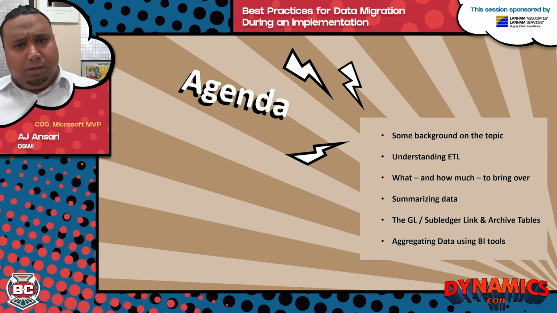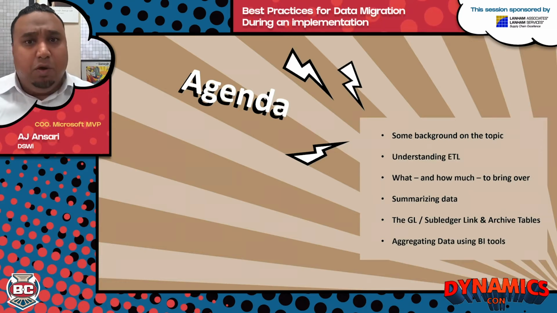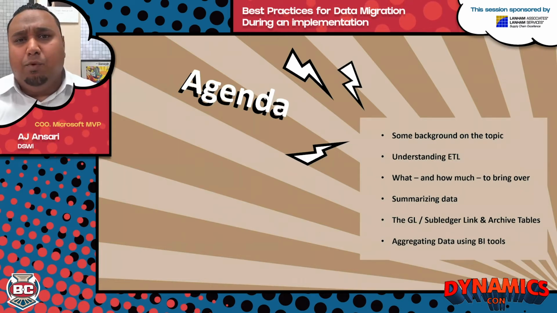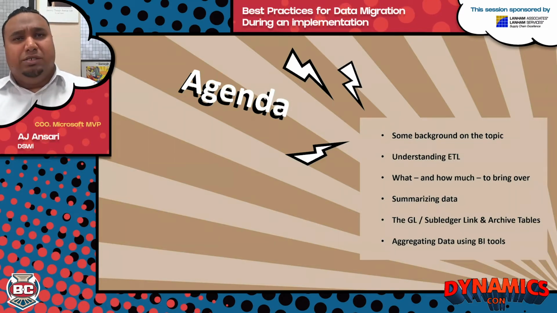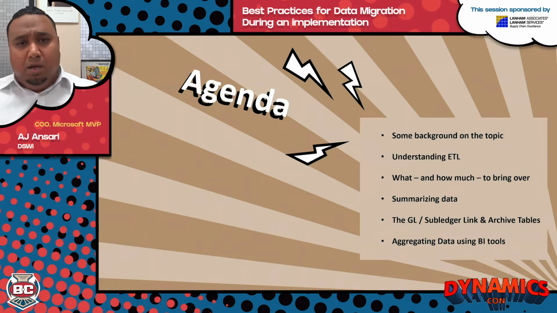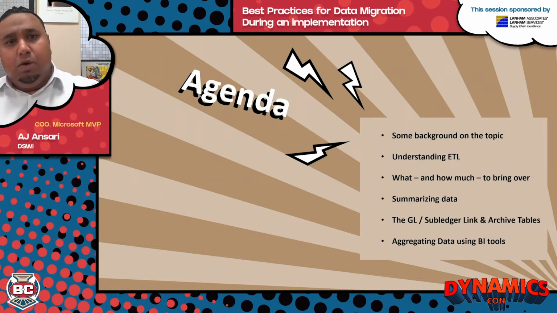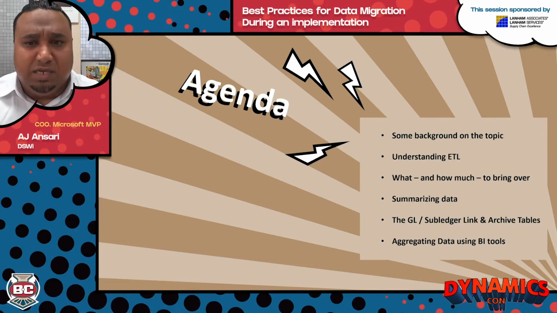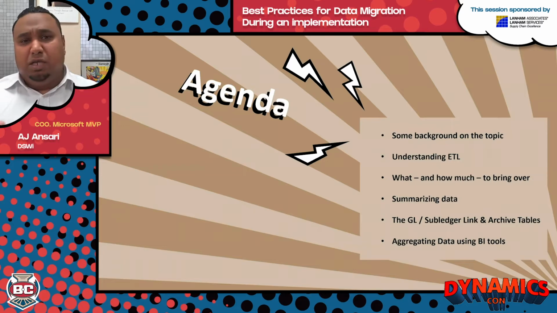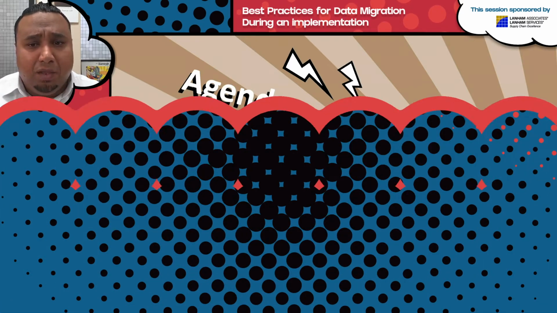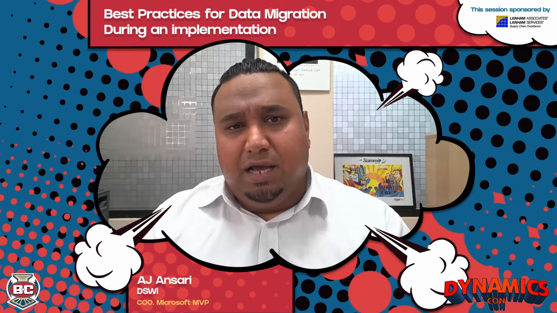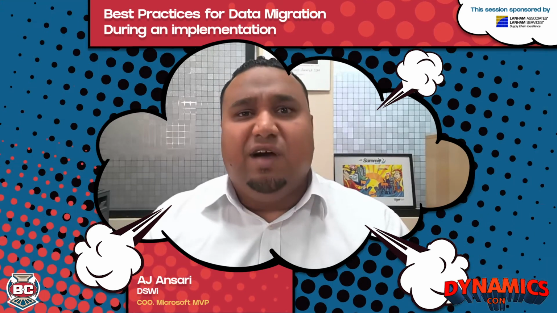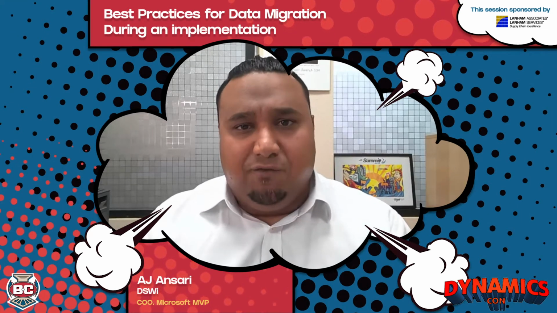I'll also talk about something called archive tables and how you could use that for the benefit of your organization. Finally, as I'm wrapping up, I'll share some thoughts on how you continue using or accessing your old system, and how you aggregate data between your old system or other systems in your environment and your new ERP system, which may be Dynamics 365 Business Central, using BI tools like Microsoft Power BI. This conversation should take somewhere between 35 and 45 minutes, and at the end, we'll have some time for Q&A as well.